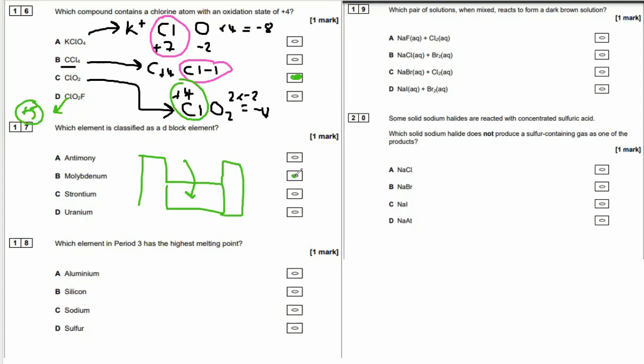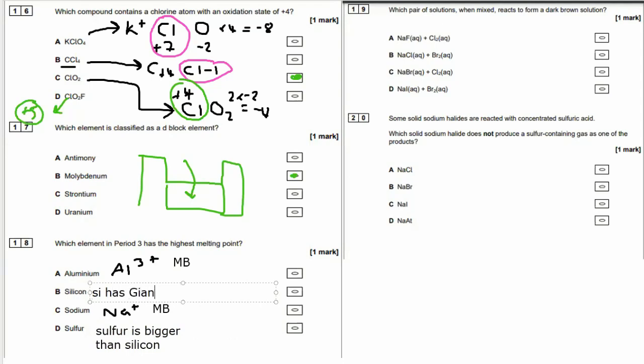Right, next question. Which element in period 3 has the highest melting point? Okay, so aluminium forms 3+ ions, metallic bonds with a 3+ charge, sodium 1+ charge. So we know aluminium is going to be higher than sodium. They're both metallic bonds, but aluminium has more delocalized electrons, stronger forces of attraction. Then we've got sulfur, which is a non-metal, so it's going to have covalent. And we've got silicon, which is a non-metal, so it's going to be covalent. Sulfur's bigger, so you might at first think sulfur, bigger, better. But silicon has that giant macromolecular structure like diamond. It's in group 4 like diamond. So the answer is actually B.